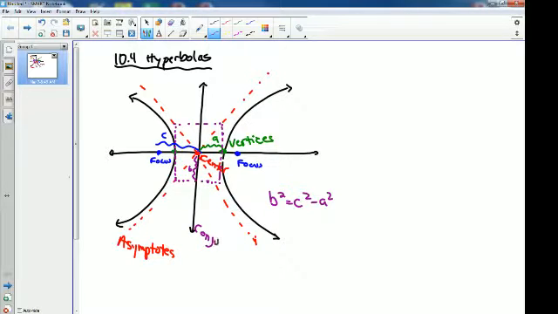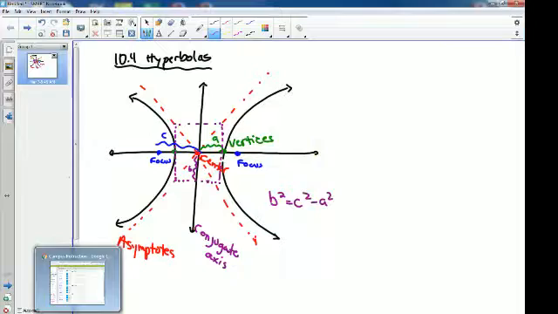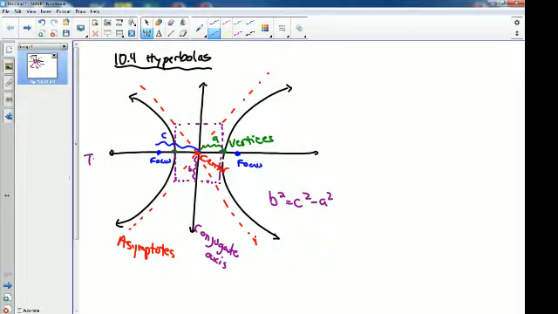Last two words. Conjugate axis. Oh, boy. And this is the transverse axis. I'd say half the challenge with conic sections is the number and amount of new vocabulary words.